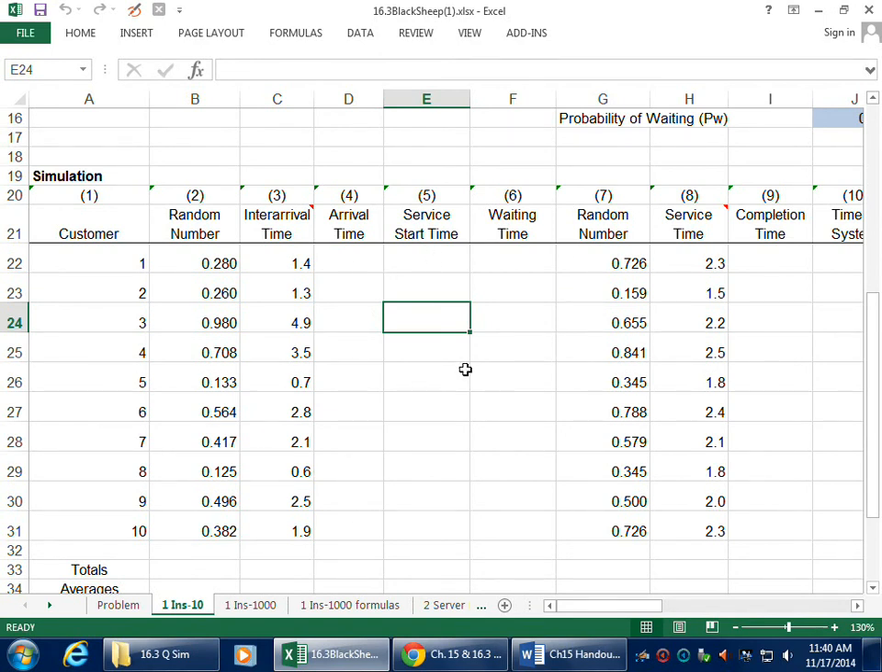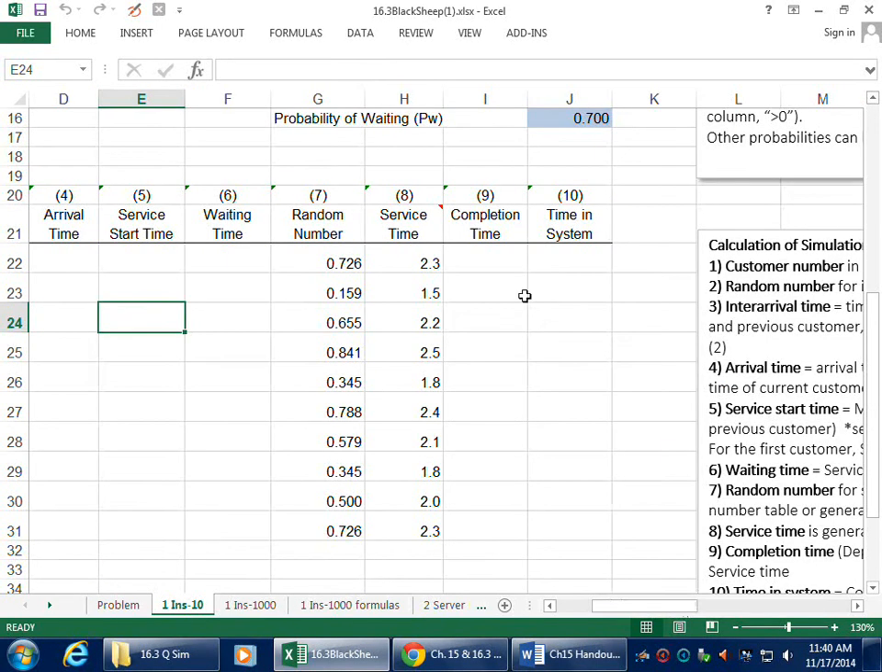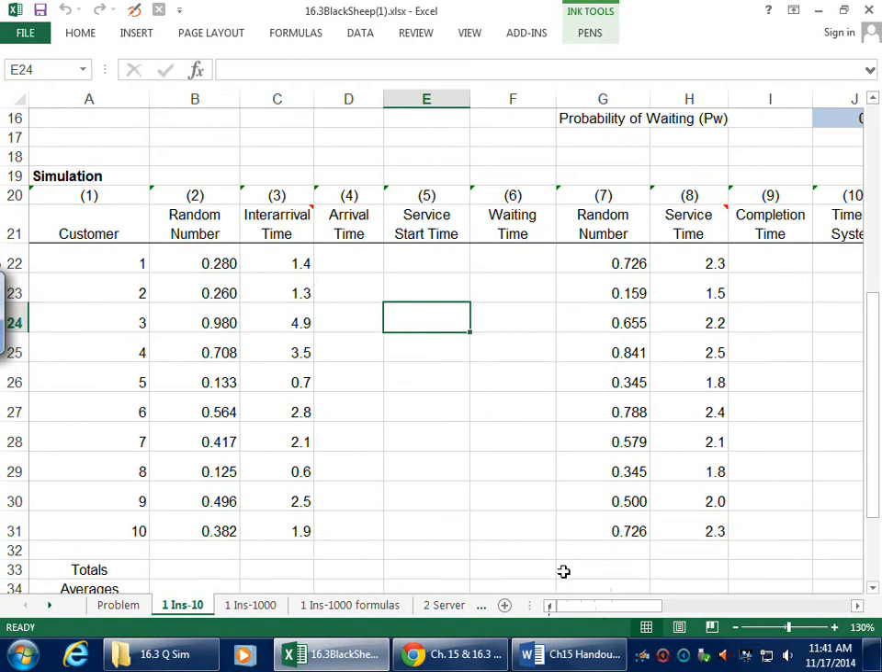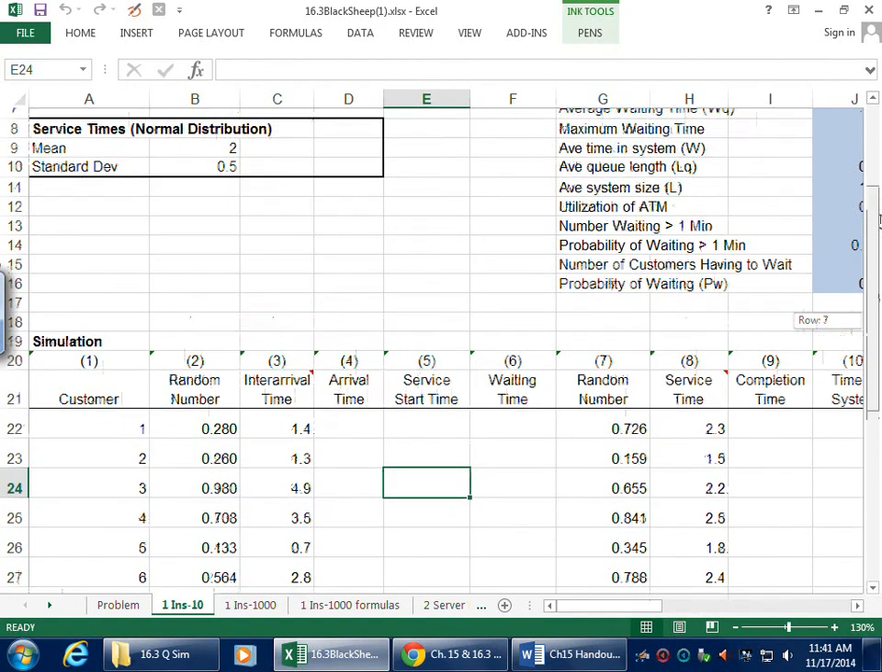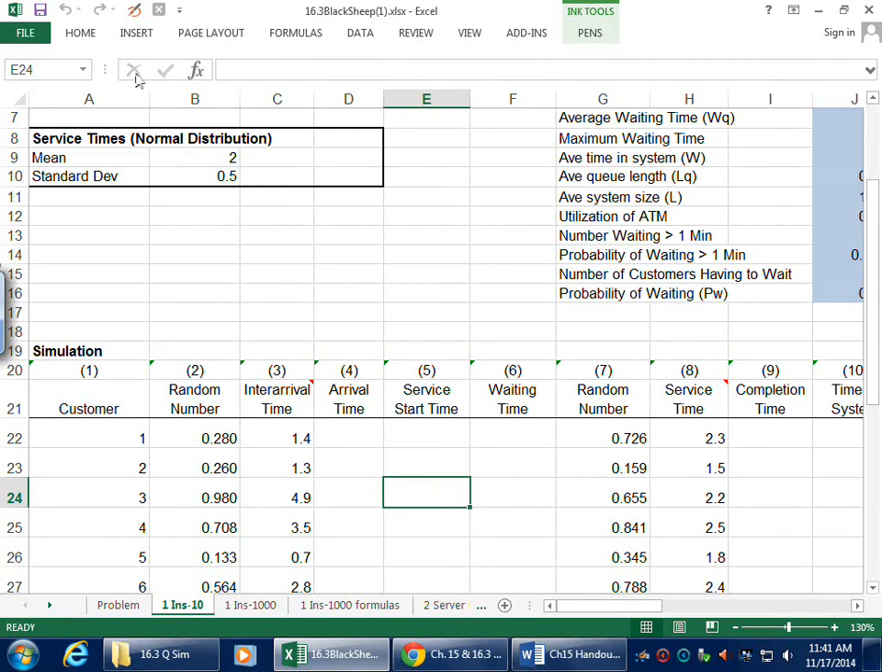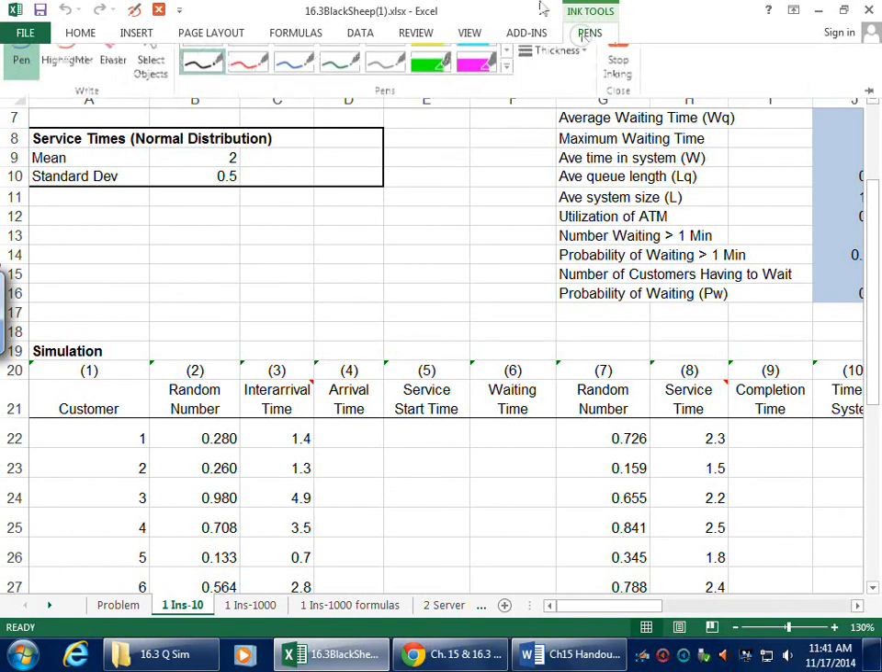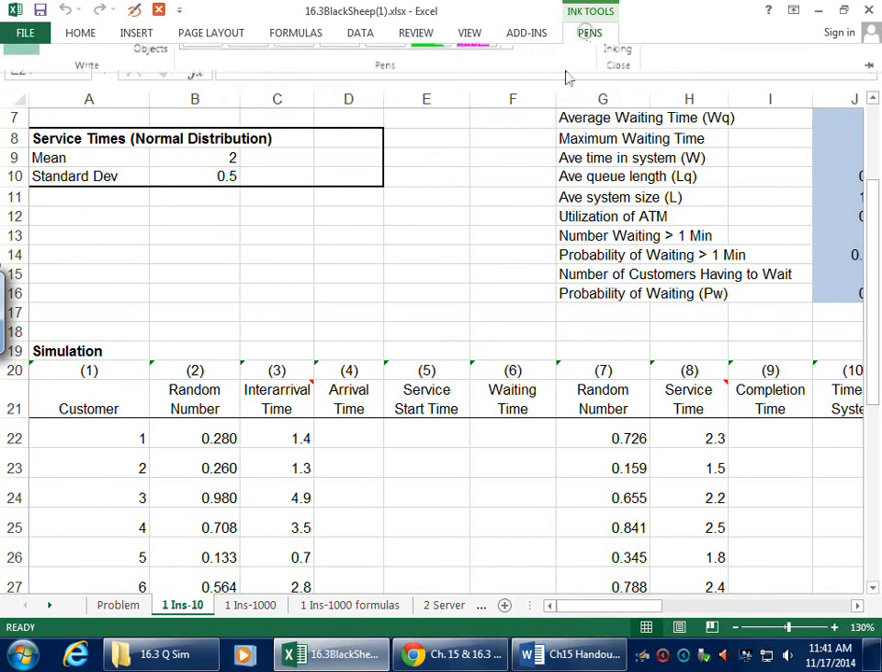Then we're going to calculate all these numbers. When do they arrive? When do they start the service? How long do they wait? When do they leave? What's the completion time, and what is the total time in the system? Time in the system means the queuing time, the waiting time, plus the service time. Okay, so we're going to do these calculations, and let's make a picture here of our customers. Let me make sure I get blue.